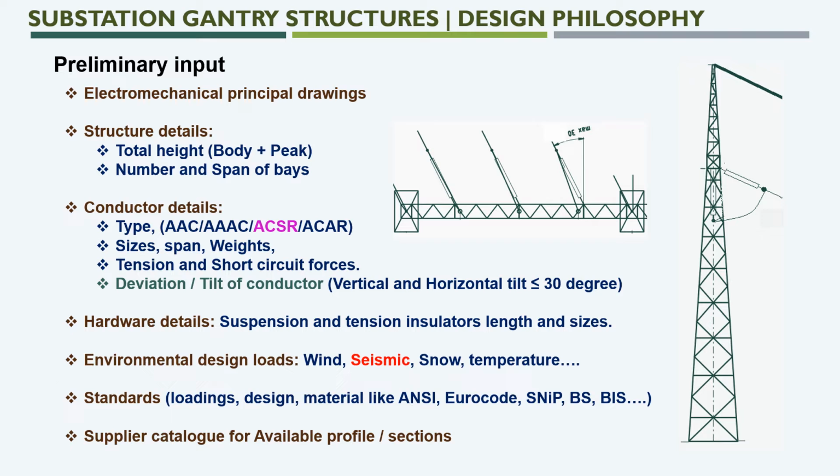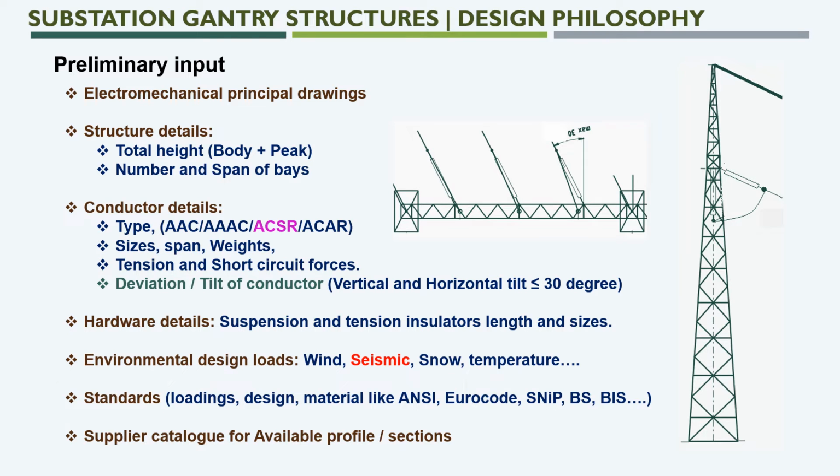Then the next one is conductor details, another input we require. So there are four types of conductor in the market: AAC, AAAC, ACSR, ACAR. AAC is all aluminum conductors. AAAC is all aluminum alloy conductors. ACSR is aluminum conductors with steel reinforced. ACAR is aluminum conductor with alloy reinforced.